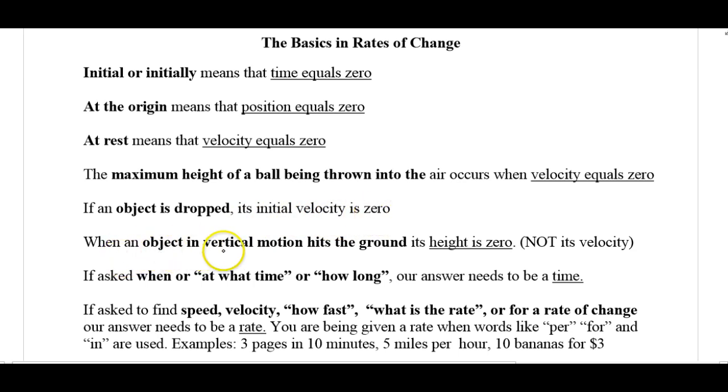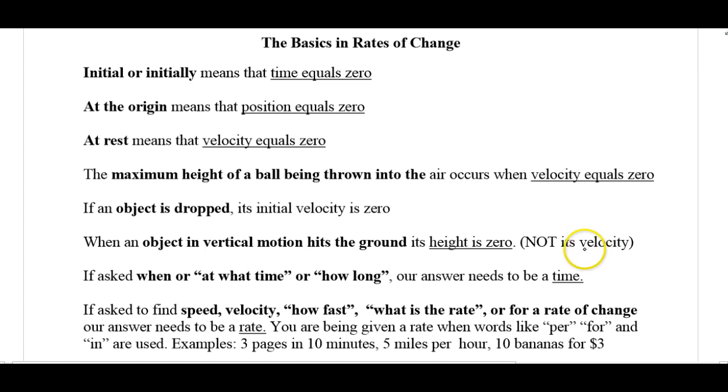When an object is in vertical motion and it hits the ground, so when you throw a ball up into the air and it hits the ground, its height is 0. Now a lot of students want to say its velocity is 0, and that's not true. The moment an object hits the ground, its velocity can't be 0. Otherwise, if you threw an egg up in the air and its velocity were 0 when it hits the ground, the egg wouldn't break. But we know that it does, because it has a velocity at the moment it hits the ground.